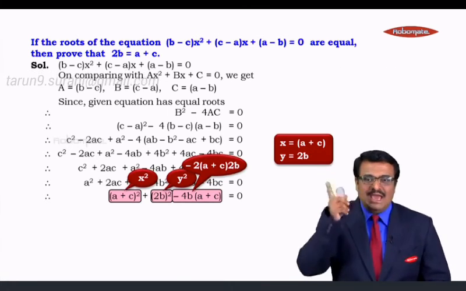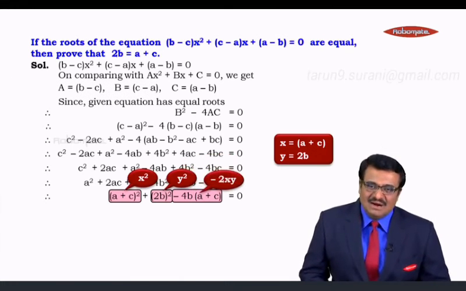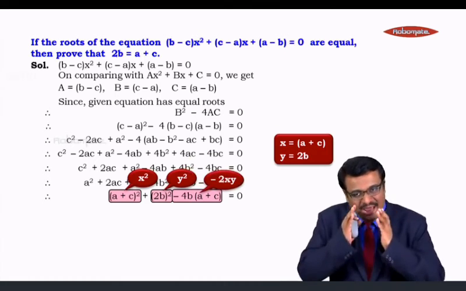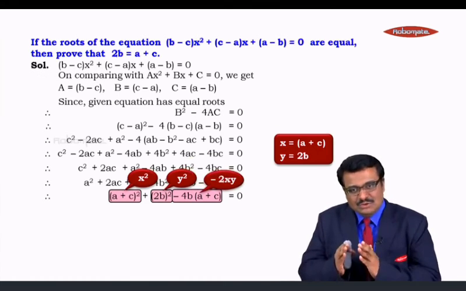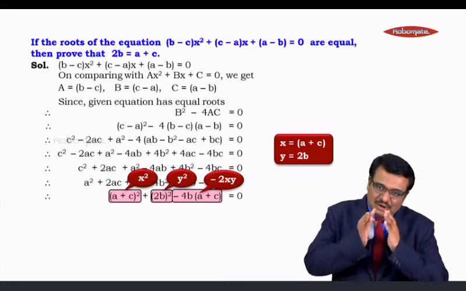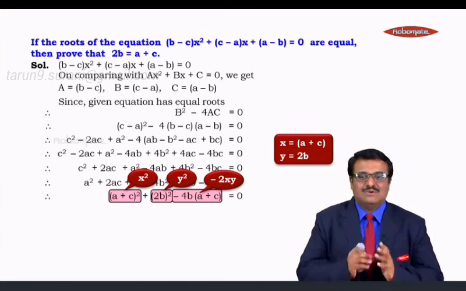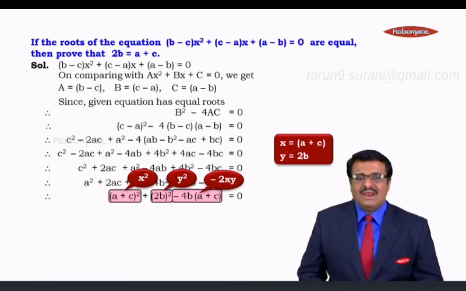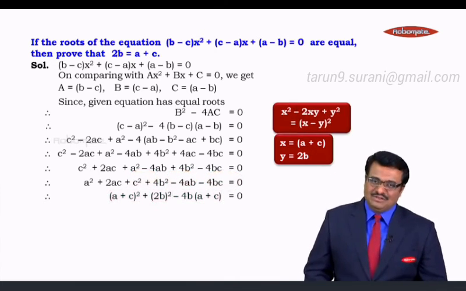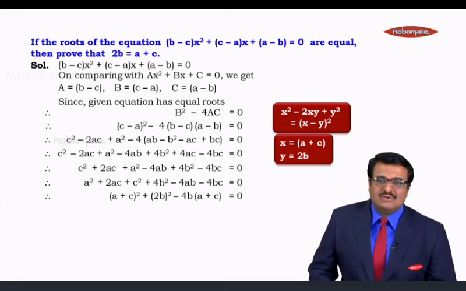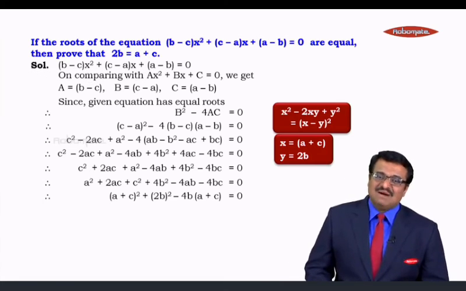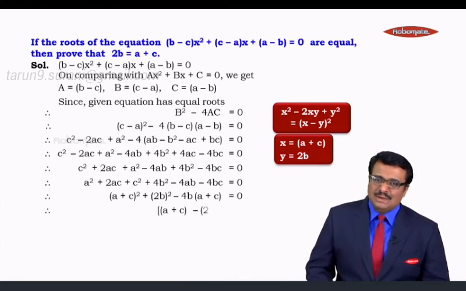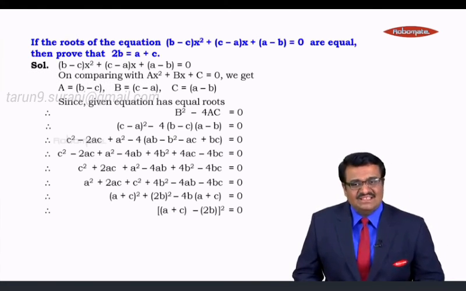And minus 2 a plus c into 2b is nothing but minus 2xy, because your x is a plus c and your y is 2b. So, what you have is x square plus y square, and then minus 2xy is equal to 0. And x square minus 2xy plus y square is nothing but x minus y the whole square, which is nothing but a plus c minus 2b the whole square, right, is equal to 0.